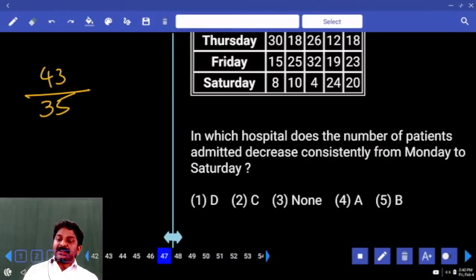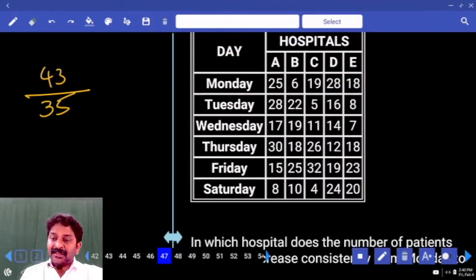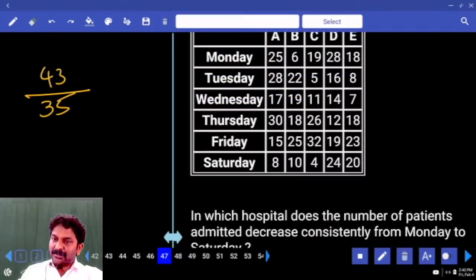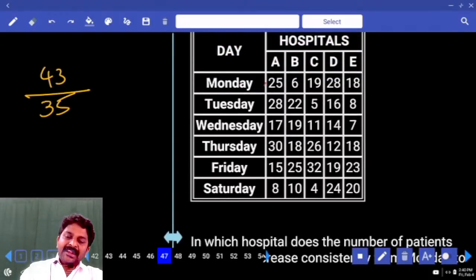In which hospital does the number of patients admitted decrease consistently from Monday to Saturday? So every day you should see the number of admissions decreasing. Monday to Saturday, right. So A, decrease and then increase. Correct. B, increased. C, decreased and increased.